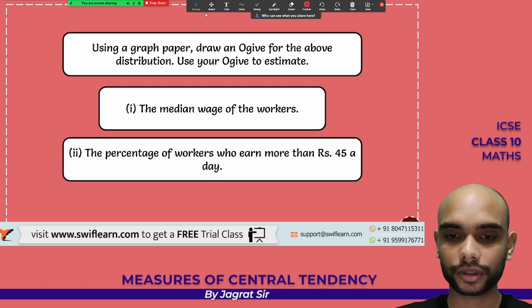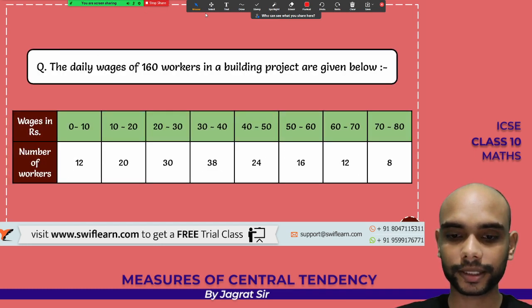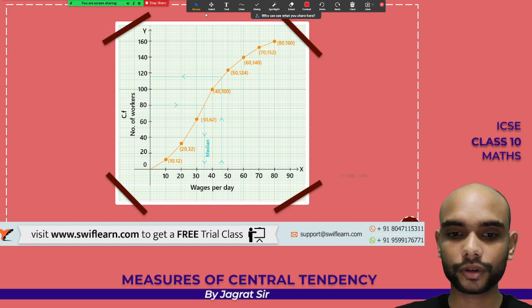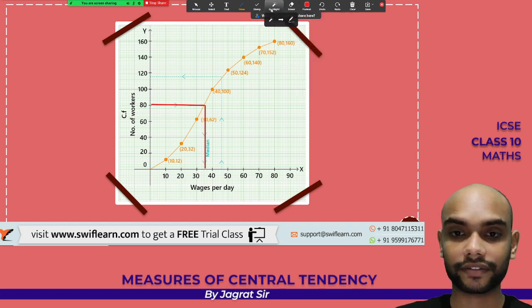And now, what was the total? Find the total. What was the total coming? So the total would be coming 160. And half of 160 is 80. So you start drawing the line from here till here, then stop. Then join from here to here. So it is exactly in the middle. That is 35 if you can read the graph. So 35 is your median.